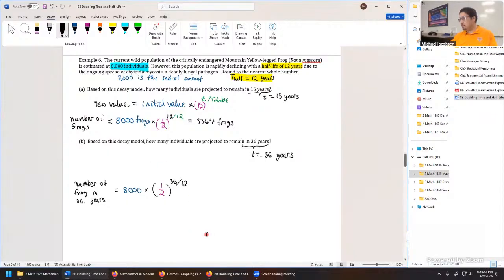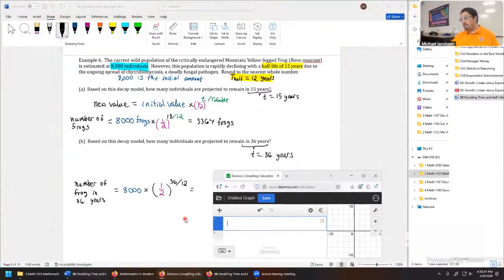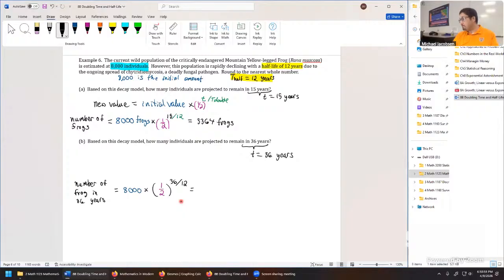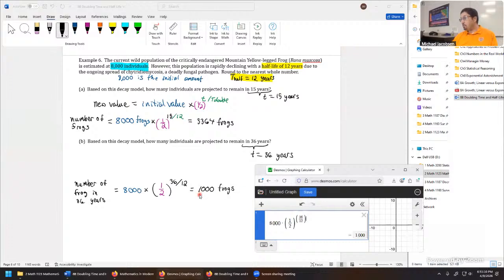Then once we plug this in, here's what we'll get. In the calculator, it's 8,000 times 1/2 to the power of 36 divided by 12. And it comes out to a dead on even 1,000 frogs. So here's the 1,000 frogs projected to be remaining after the 36 years have gone by. Oop, that's the wrong tab. Let me fix that. Here we go. Well, any questions at all, folks? Getting the 1,000 frogs on this one?